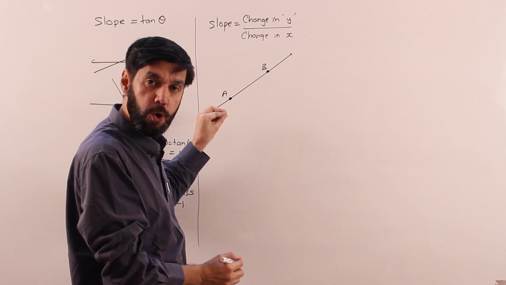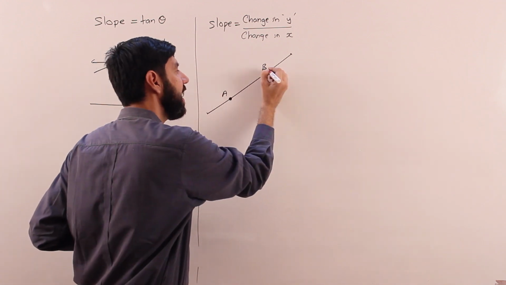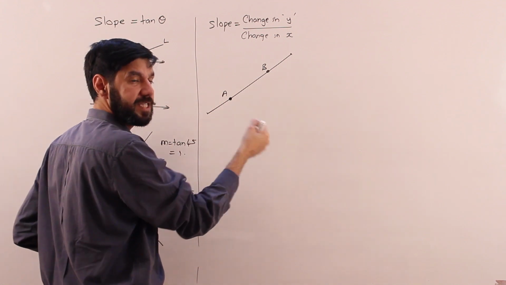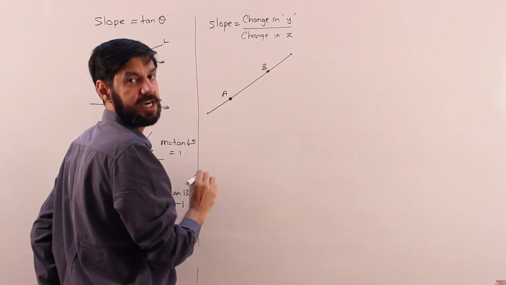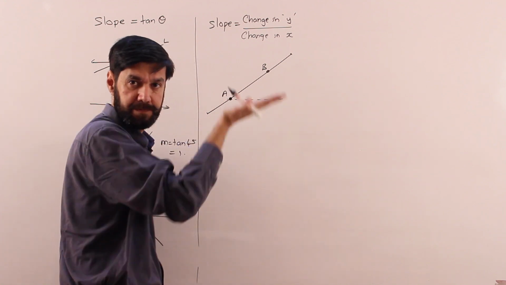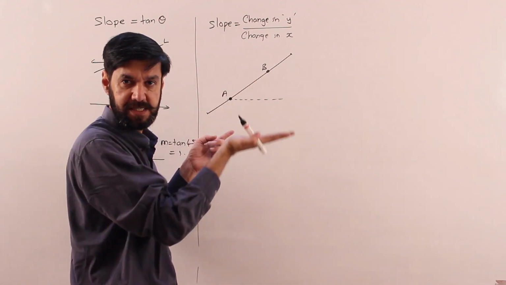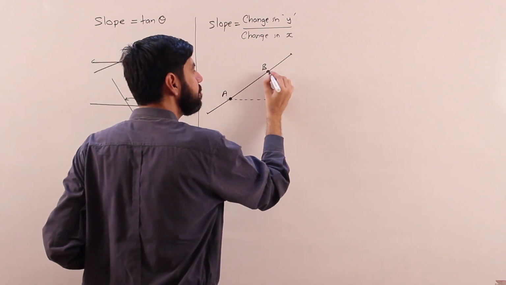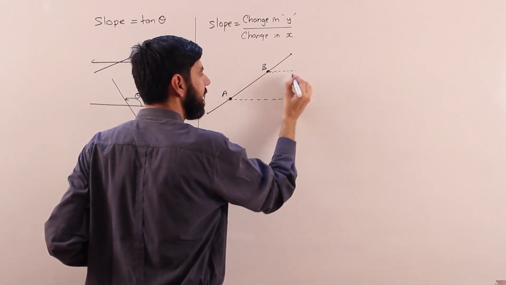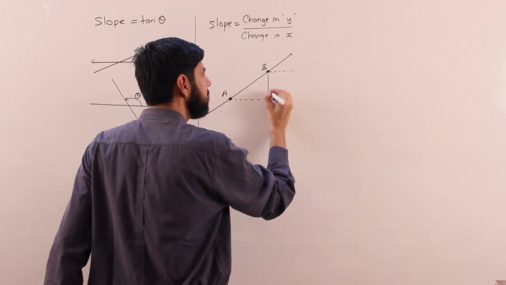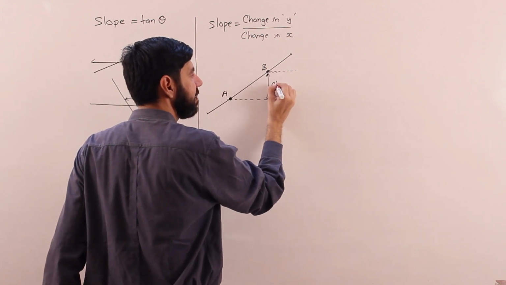So I am originally at A, then I am at B. It doesn't matter which order you are taking. Okay. So to start, let's say I am at A, then I reach B. When I am at A, am I at a certain height, a certain y coordinate? Height is measured from the x-axis. When I reach B, has my height changed? Has my y coordinate changed?